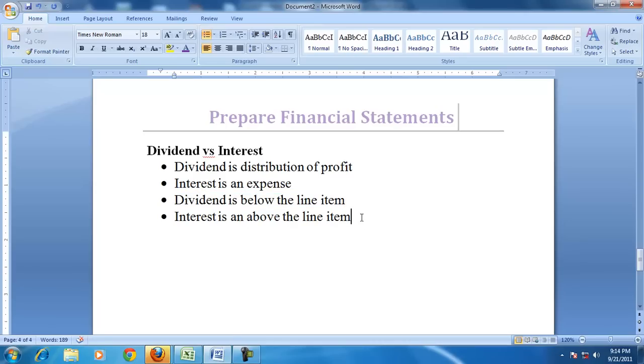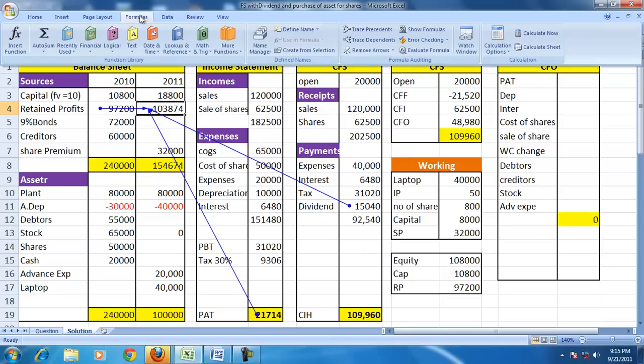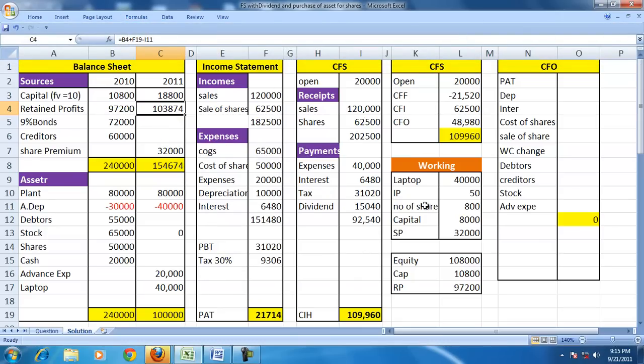However, dividend and interest both are cash payments. In this example, definitely both are cash payments. We paid the dividend, we paid interest. But what is the effect of dividend and PAT on the balance sheet? The retained profit will increase to the extent of 21,700 and reduce to the extent of the dividend distributed. So the retained profit is changing because of the dividend and distribution of profit. So the dividend is taken care of.